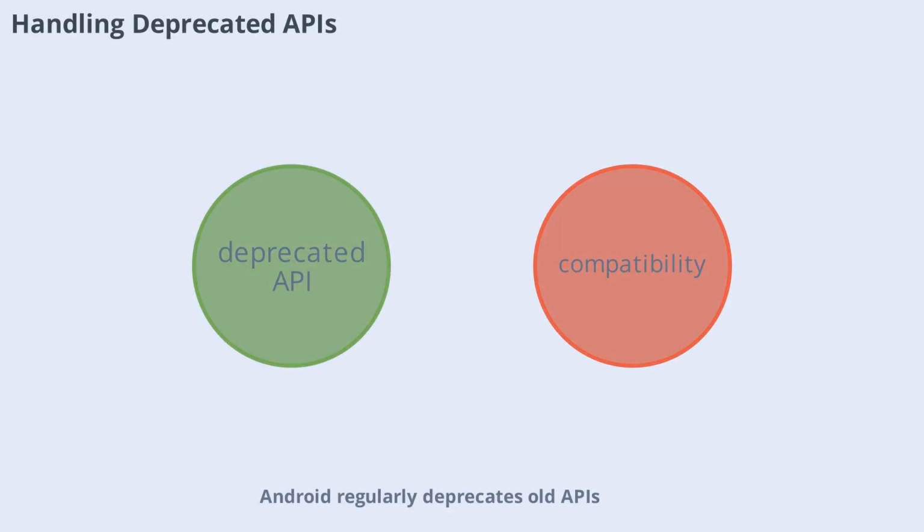Android regularly deprecates old APIs. Monitor the Android release notes and update your code to use supported APIs. Provide fallback solutions for users on older versions to maintain compatibility.